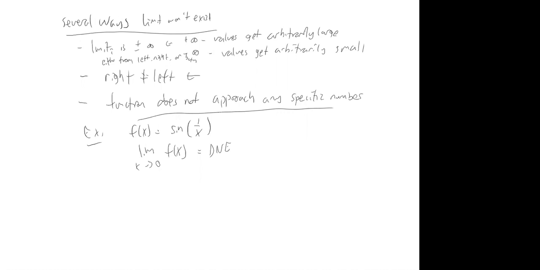So one way would be you could go to 0 like this: 1 over 2 pi, 1 over 4 pi, 1 over 6 pi, and so on and so forth. So in this case, what is f of 1 over 2 pi? F of 1 over 4 pi? F of 1 over 6 pi? So this is sine, for example. F of 1 over 2 pi is sine of 1 over 1 over 2 pi, which is sine of 2 pi. And what's sine of 2 pi?